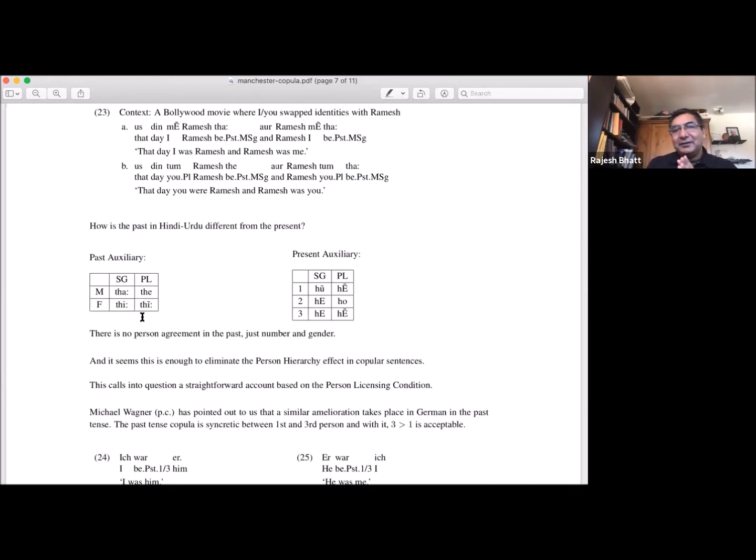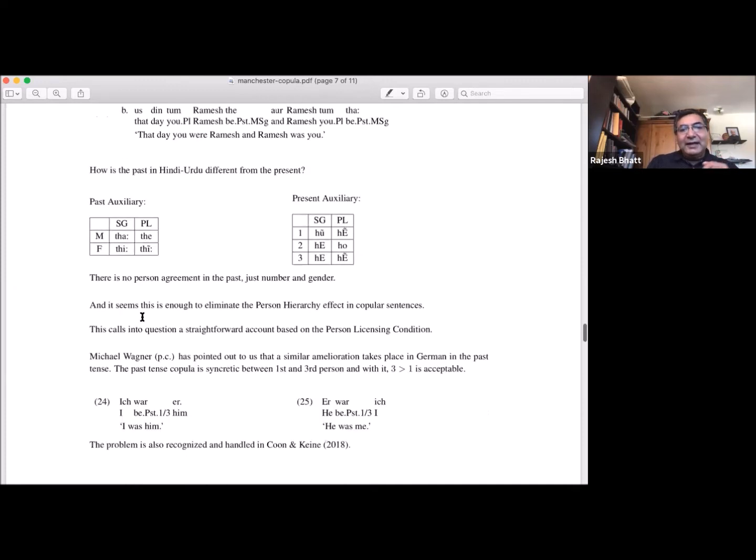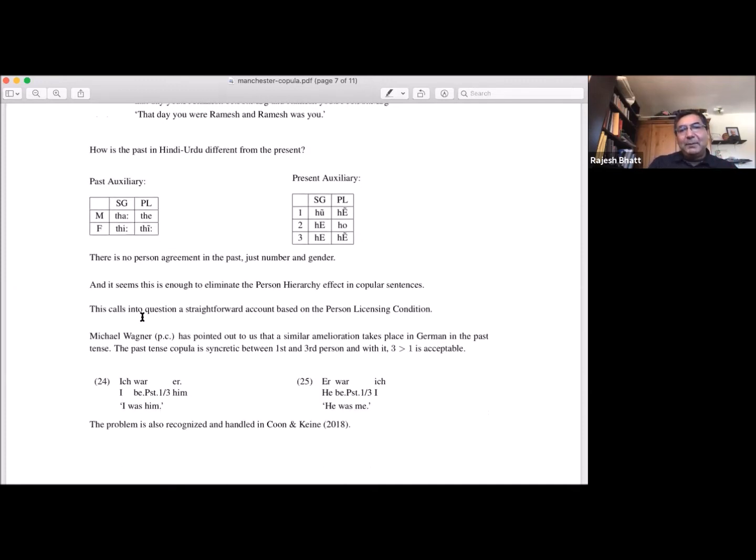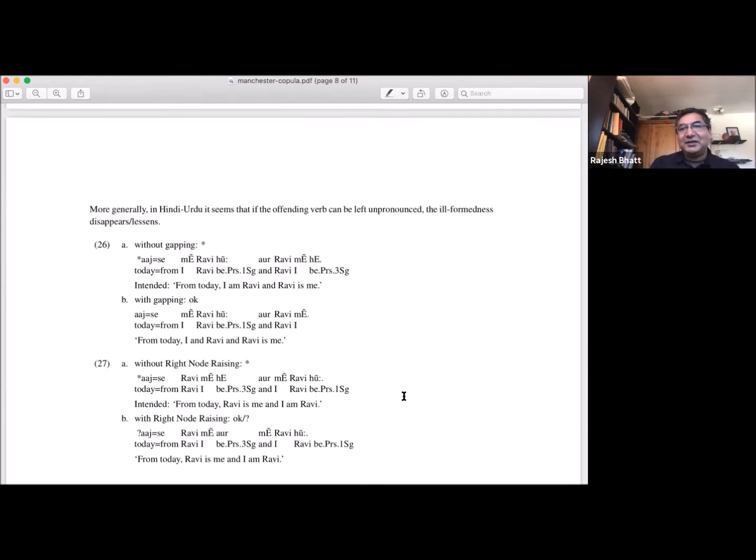And the effect goes away. Okay, so it seems that something similar happens in German. So in German, we told you that he is me was degraded, but apparently in German, there is syncretism in the past tense between the first and the third, in first person and third person agreement. And apparently 25 is not bad. Okay, so we need realization. We need to talk about realization. It's not just hierarchy. Okay, in fact, it gets more, it's more.